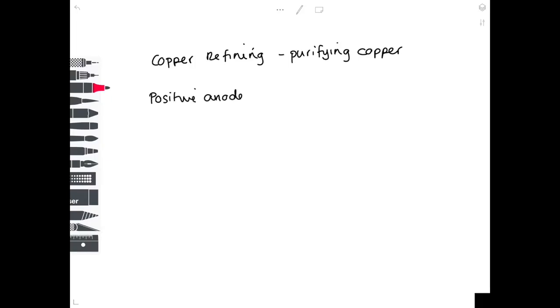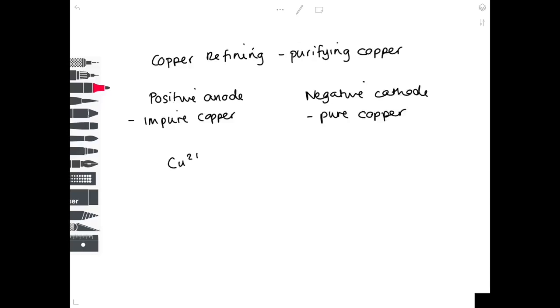Let's look at electrolysis in copper refining. So that basically means purifying copper. What you have here is your positive anode, which is made out of impure copper. Your negative cathode is made out of pure copper. And then you have an electrolyte, so the substance undergoing electrolysis, which is copper sulfate. So clearly you're going to have Cu2+ ions in solution and SO4 2-.